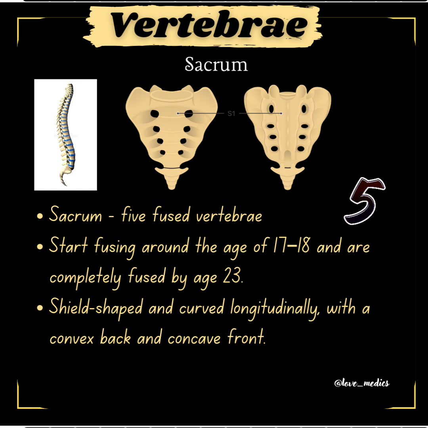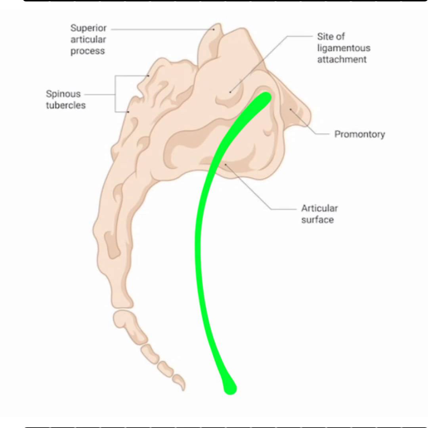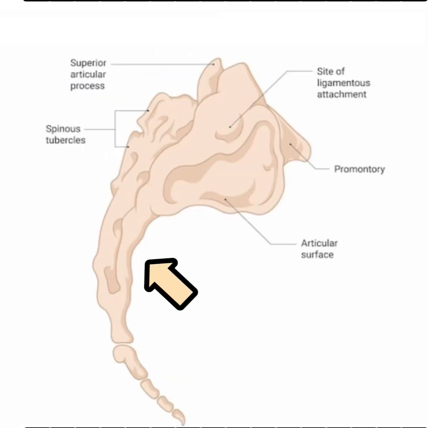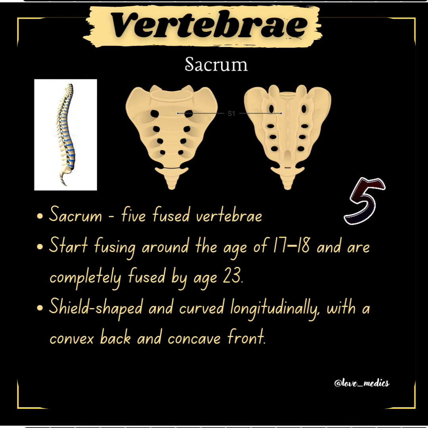Next, sacrum. Sacrum is the 5 fused vertebrae. It starts fusing around the age of 17 to 18 and is completely fused by the age of 23. It is shield shaped and curved longitudinally, which means a superior to inferior curve. The front of the sacrum is concave and the back of the sacrum is convex. Here totally 5 sacral bones are there.